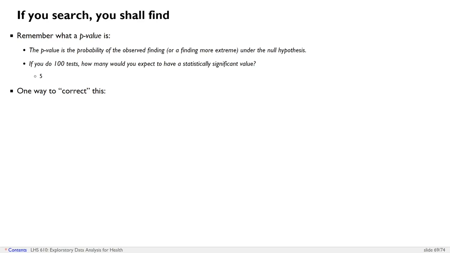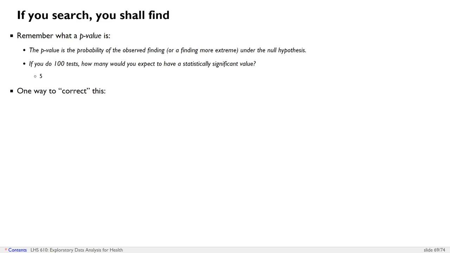There are multiple ways to deal with the situation. One of the most common ways we deal with this is to not do hundreds of statistical tests given a data set, simply because we're going to find things that are significant that may not actually be true.